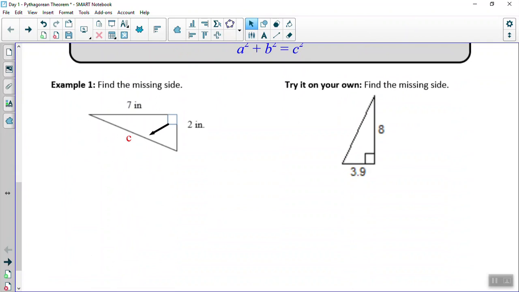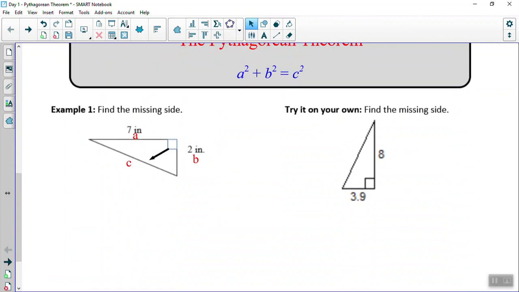Now when it comes to side A and side B, it doesn't really matter which one is which. You can call this one side A and this side B, or you can call this side A and this side B. It doesn't matter. I just so happen to call this one side A and this one side B. Alright, so now that we have those labeled, we're going to take our formula and write that down. A squared plus B squared equals C squared.